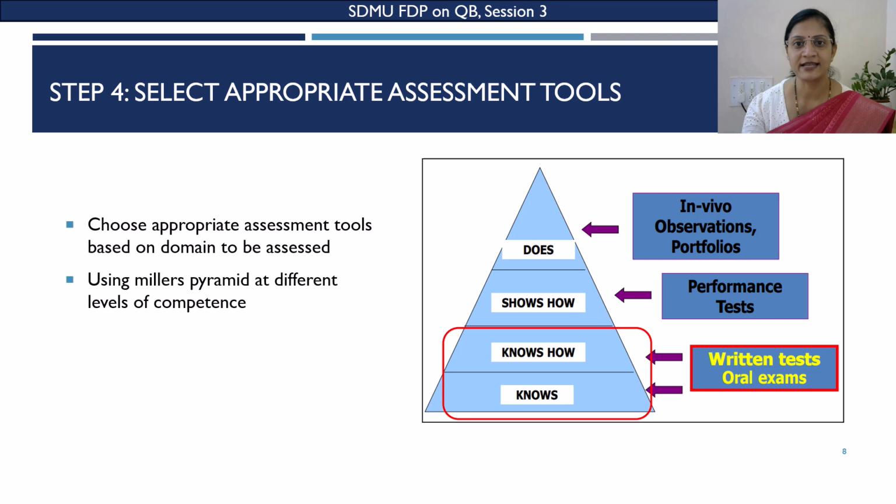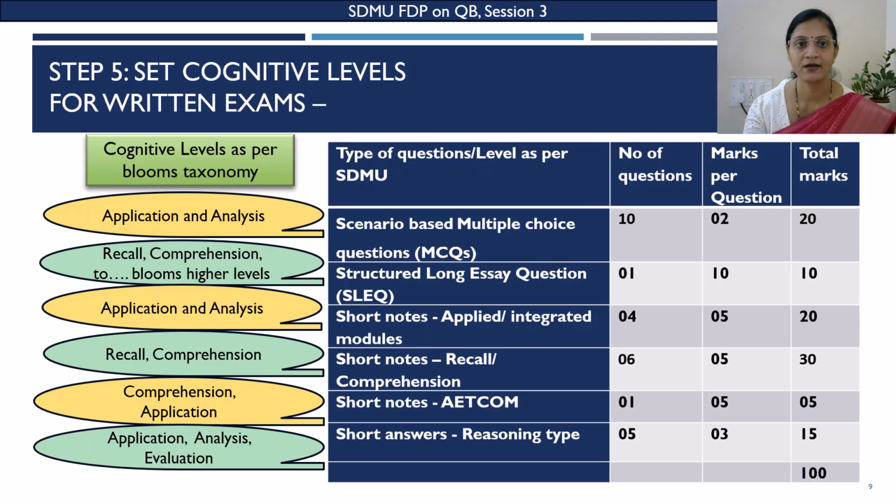Step 4 is to select appropriate assessment tools. Now we are concentrating mainly on the theory written test examinations. So we'll concentrate mainly on the lower two levels of "knows" and "knows how" in Miller's pyramid of competency assessment. And mainly in this we are concentrating on how to frame the questions for written tests only. So to know that, how to set the cognitive levels.